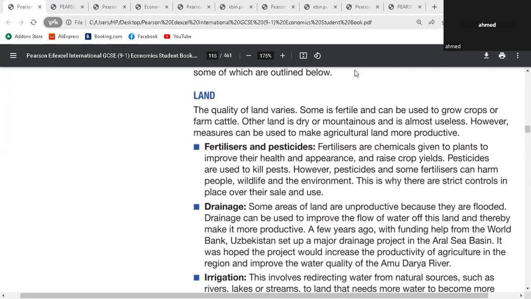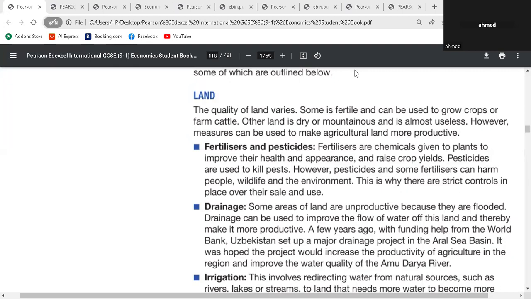Okay, great. So for land, we need quality of land. So how do we go about having land with quality? Because if land has quality, that is when our productivity can increase. So what are those things that we could do with land?